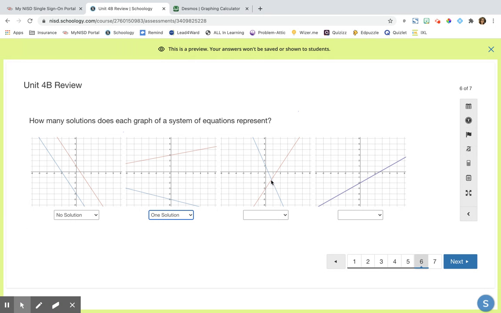This one here, I can see it crossing just right there. So again, one solution. And this last one, it looks like it's only one line, but you see how it's purple and it's a little bit thicker than the other ones? It's because it's two lines right on top of each other. So when that happens, we say that there's infinite solutions.